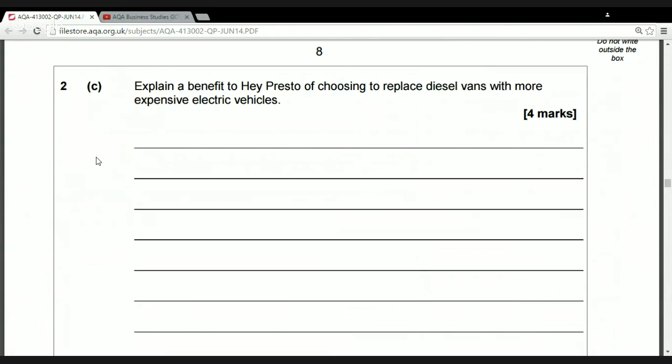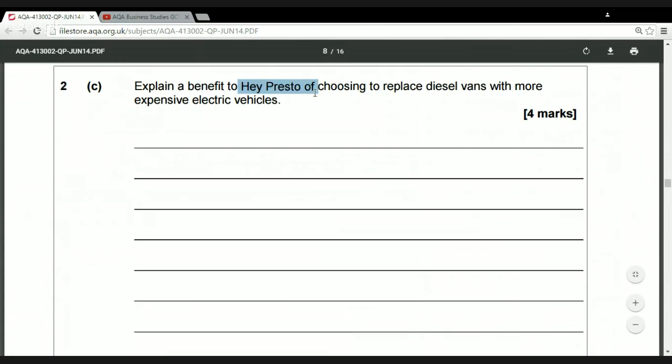A question where you need to make sure you're reading the question. A lot of people failed to pick up the marks for this because they started mentioning how it would save on pollution and the environment would be a lot better. The key words in this are benefit to Hey Presto. How is that a benefit to the actual company?